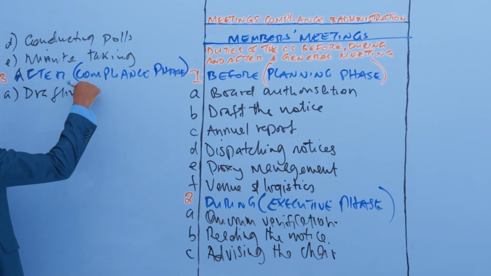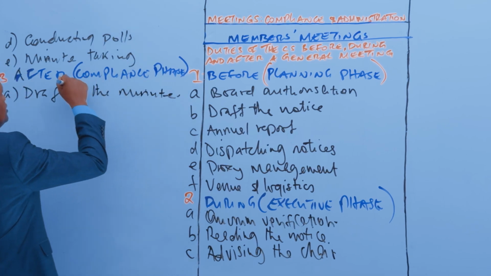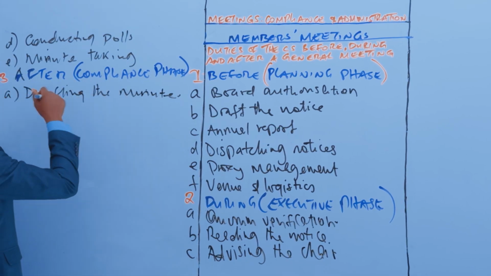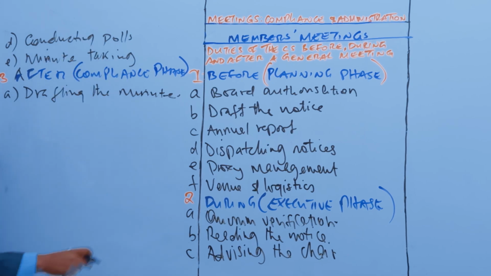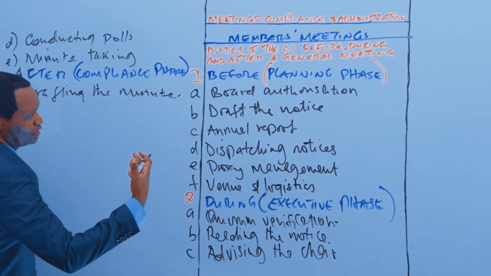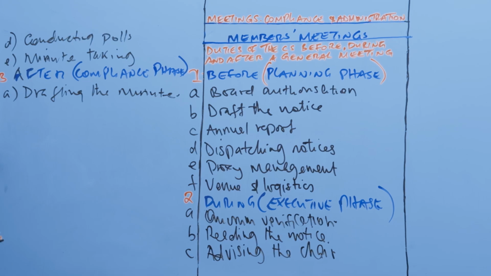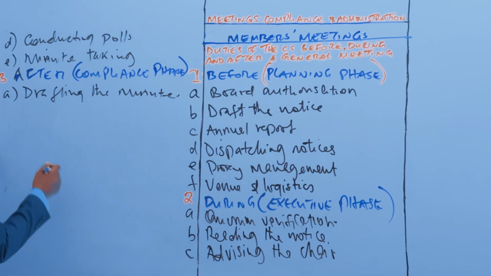During the meeting, the secretary takes the minutes. After the meeting, the company secretary drafts the minutes. Drafting minutes means finalizing the form of minutes while the discussion is fresh. Immediately after the meeting, the company secretary is required to draft the minutes. Understand? And they must be entered into the minute book and signed by the chairman.